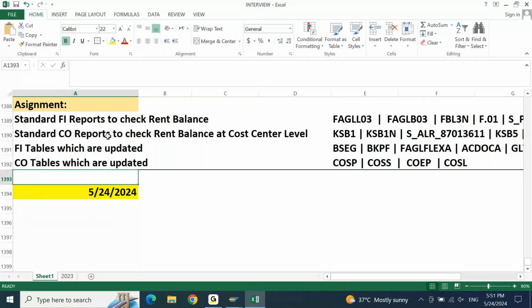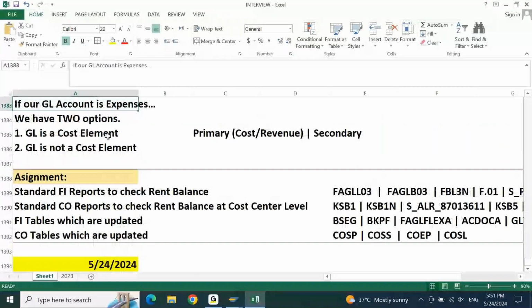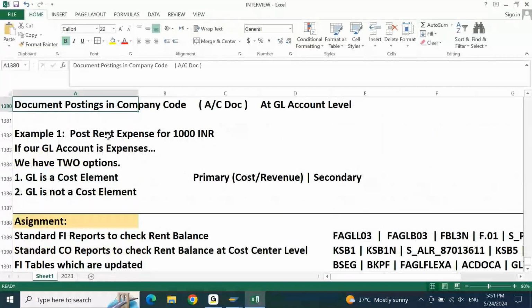So now we updated the basic tables related to the assignment whatever we took in yesterday's session. Now let us proceed further. What we were understanding yesterday, we were halfway done with a GL account posting related to cost center. We assumed that we wanted to post a document to an expense account. We named that there will be a rent expense for 1000 INR.